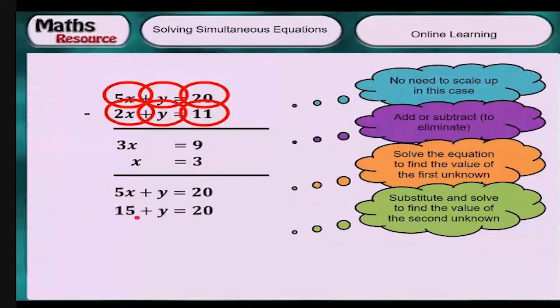So I'm just going to write it again underneath. 15 plus y equals 20. So I do 20 minus the 15. That would leave me with y on its own. So y equals 5. So I've worked out what x is. I've worked out what y is.